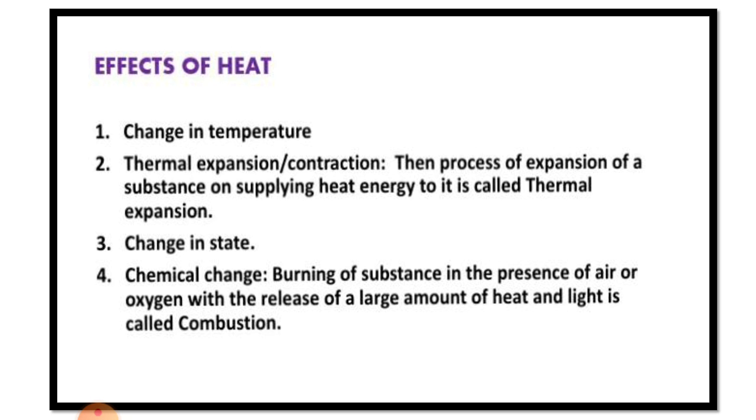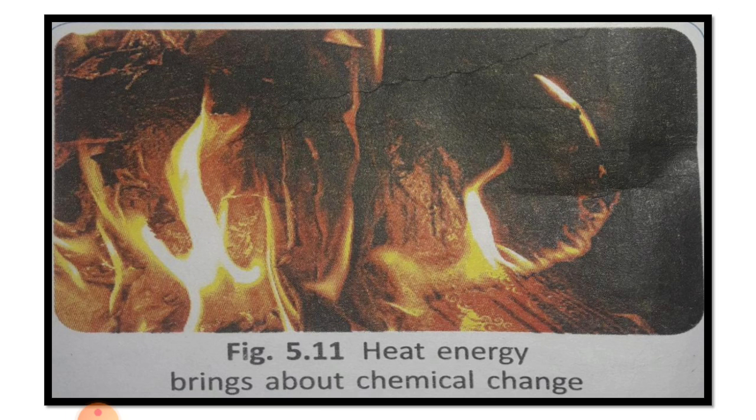So the process of burning of a substance in the presence of air or oxygen with the release of a large amount of heat and light energy is known as combustion. You can see the picture. Heat energy brings about chemical change. So these are the important effects of heat. We have discussed four important effects of heat. First one is the change in temperature. Second one is thermal expansion or contraction. Third one is the change in state. And fourth one is the chemical change.